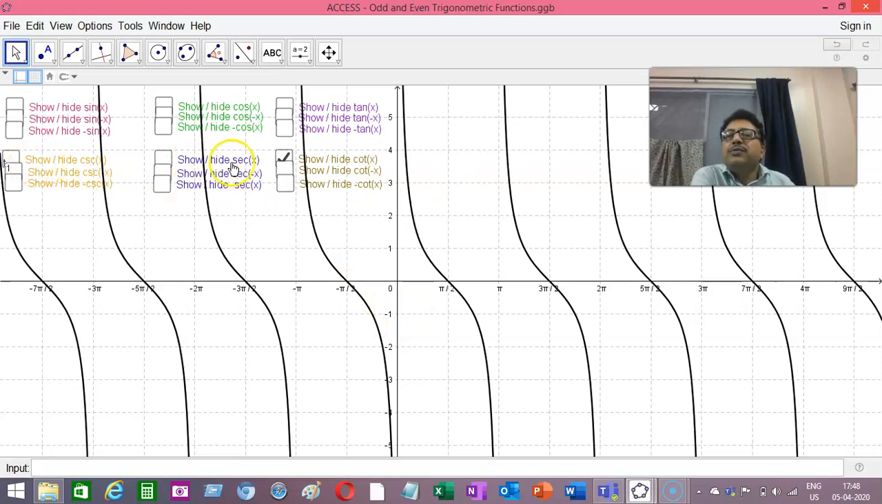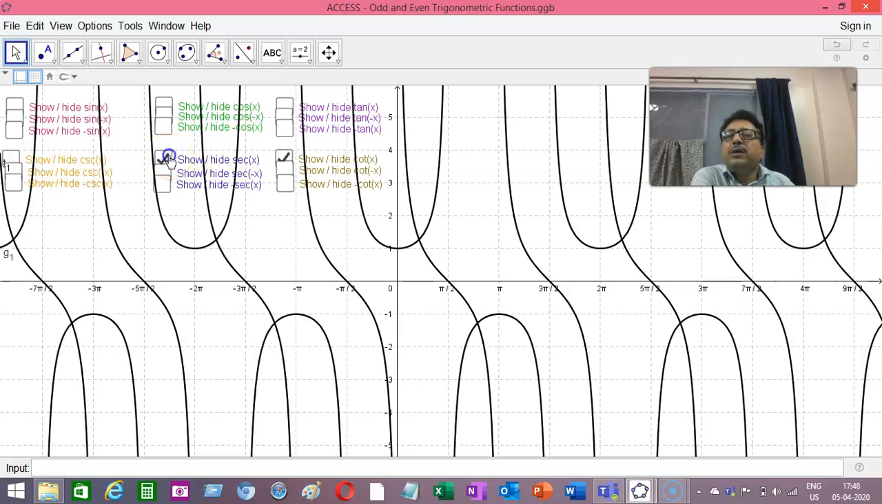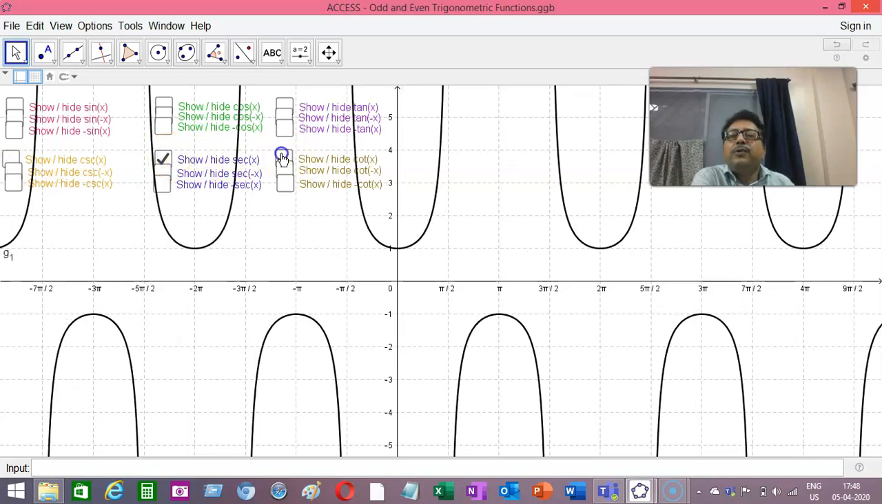Then let us go for sec x. I put this one off first. For sec x, the graph is like this. It is not very easy to remember, but once I draw the graph of cosine x with sec x, then you can remember easily. If anybody remembers cosine x graph, he can remember the sec x graph also. Just I am doing cosine x graph on it.